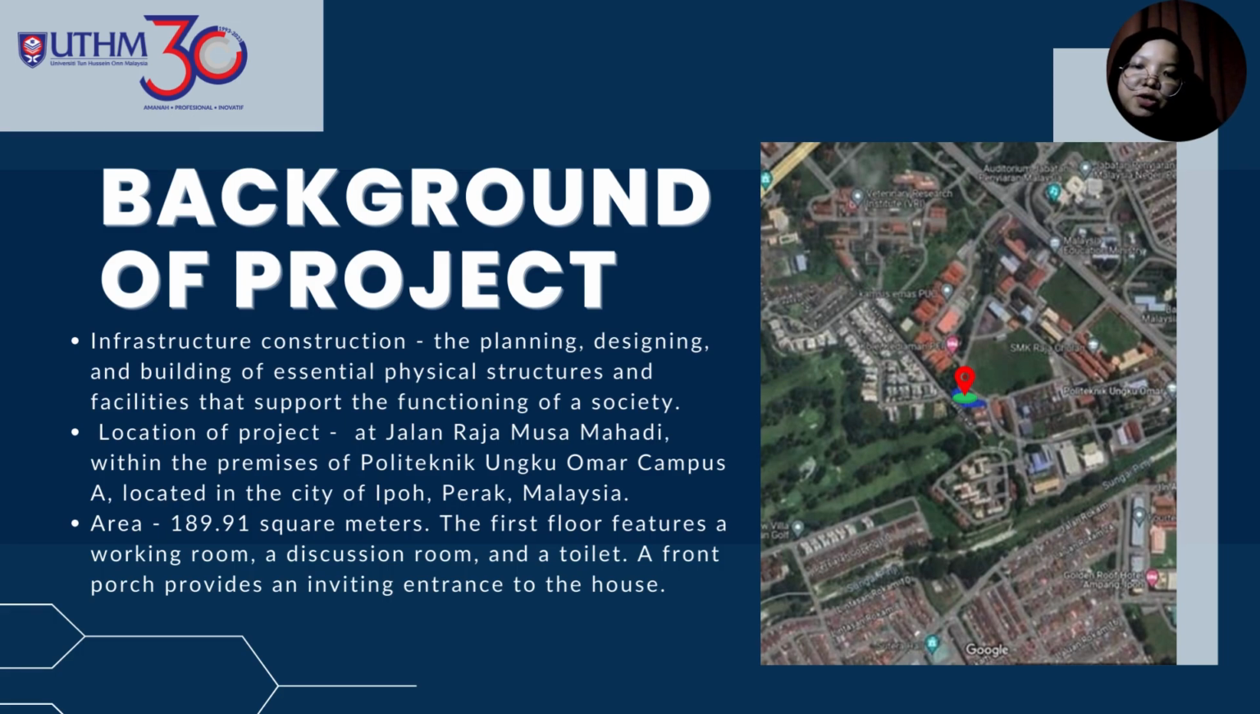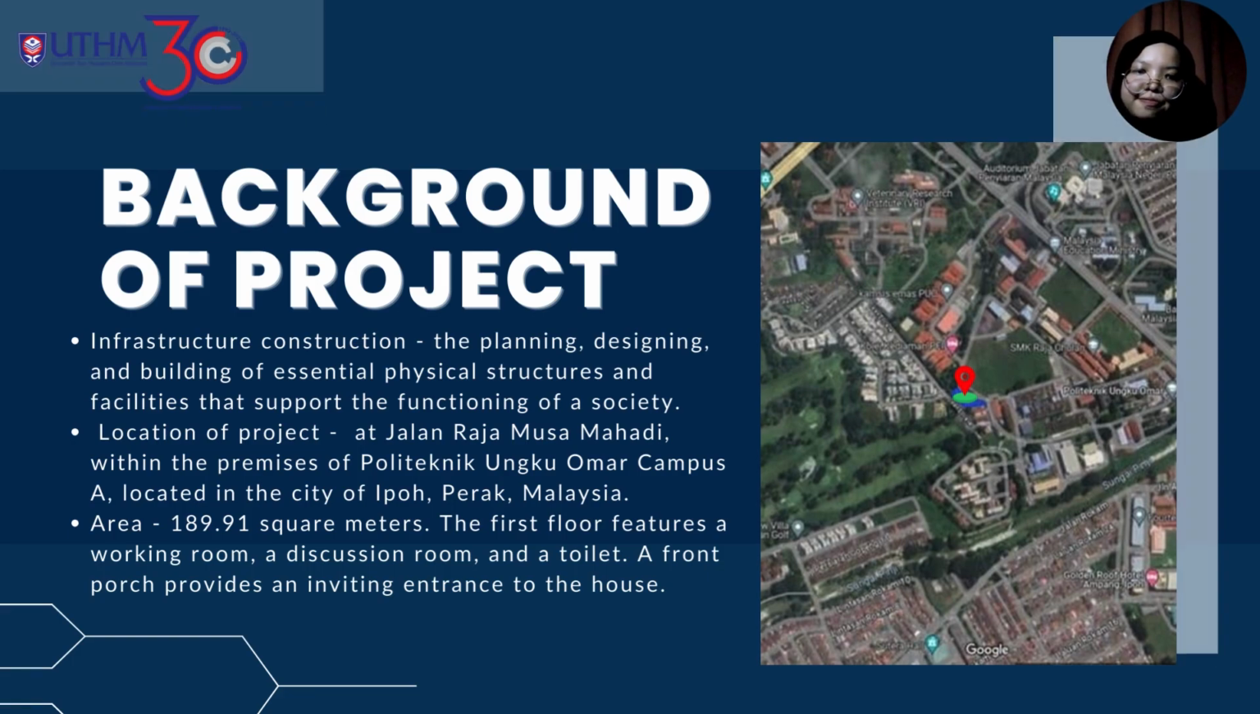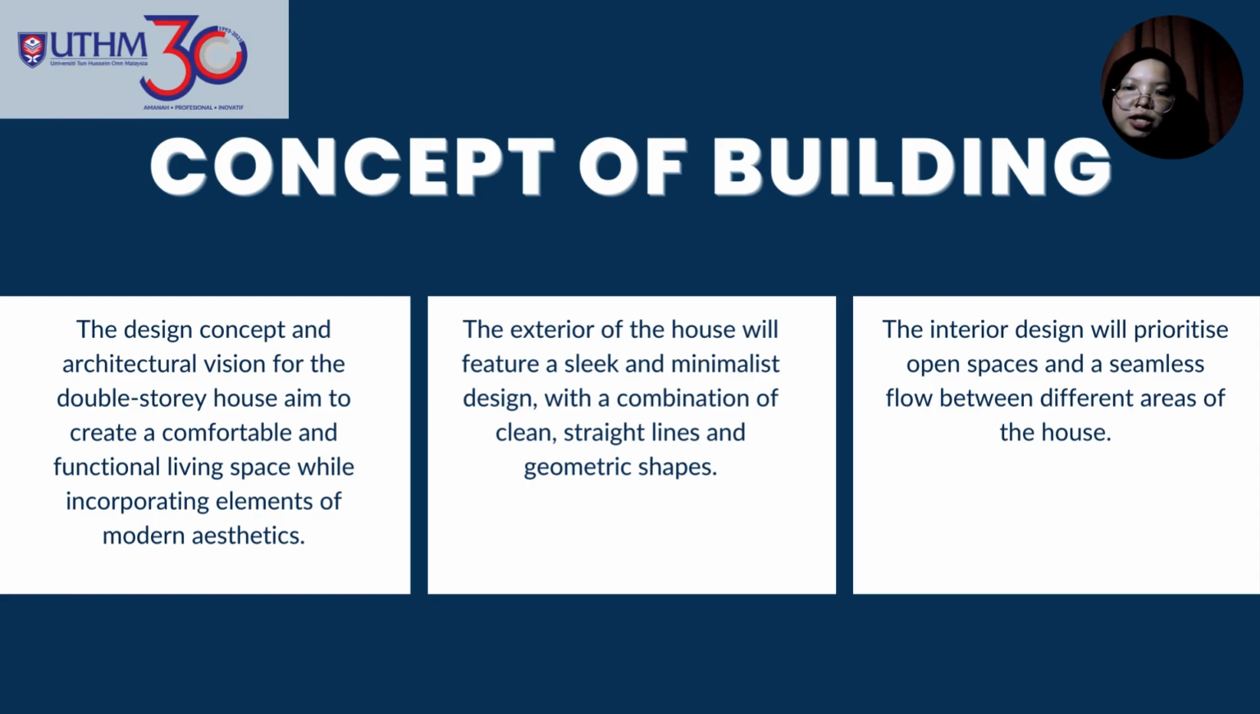The design of the double-story house includes a total floor area of 189.91 square meters. The first floor features a working room, a discussion room, and a toilet. A front porch provides an inviting entrance to the house. The design concept and architectural vision for the double-story house aim to create a comfortable and functional living space while incorporating elements of modern aesthetic.